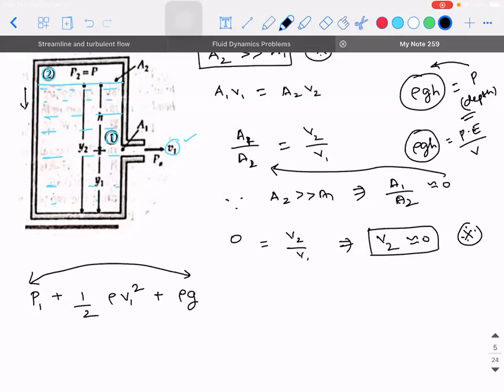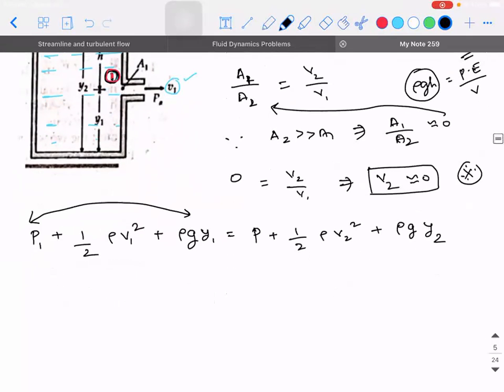So what should I write? Rho g into Y1, this is point 1. That is equal to, what is the pressure at point 2? It is P plus half rho into V2 square plus rho g into Y2.